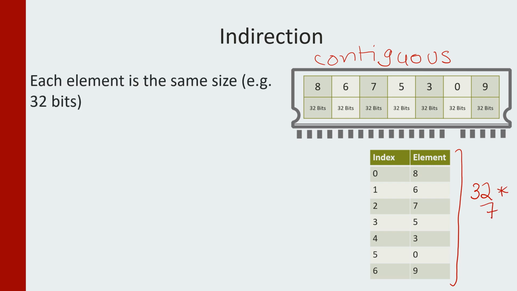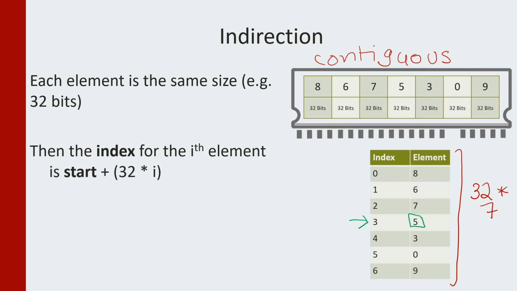And because it's ints and there's 7 of them, you know it's going to be of length 32 times 7 bits. Now, each element is the same size, and now for indexing, remember I said, you can just say to me 3, and I'll tell you that the element at that index is 5. But where it actually is in the memory looks a little bit different than that. The index for the ith element is given as start plus 32 times i, because 8 is going to take up 32, 6 is going to take up 32, 7 is going to take up 32, and then by the time I get to the third element, it's going to be 32 times 3. That's where it's going to tell me where 5 is.